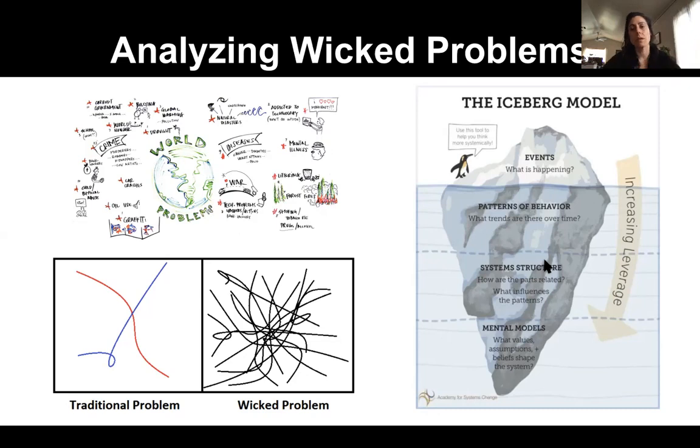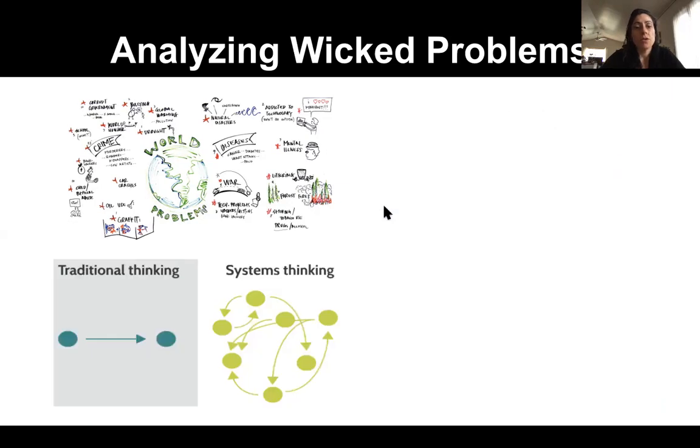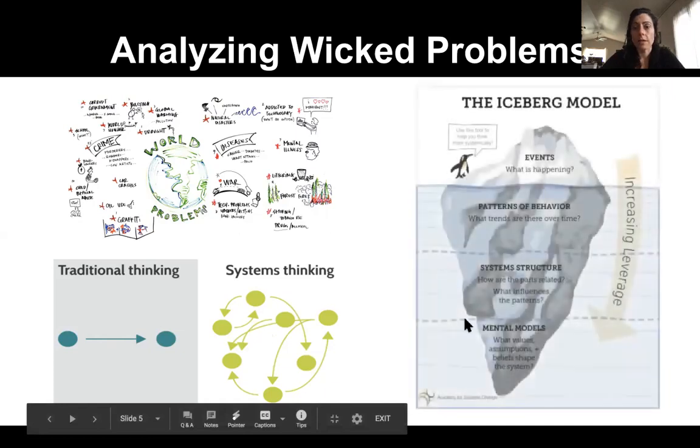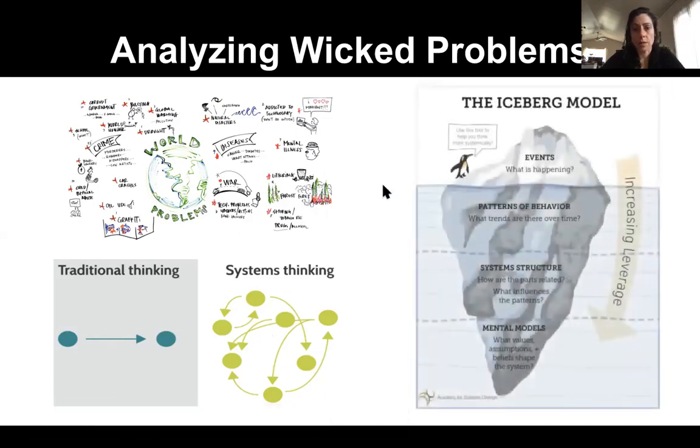what's influencing those relationships. And of course, there's an even further layer of analysis that we recommend, which is to look at the mental models driving the structure of this model. But we'll get to that in a different video. So in analyzing wicked problems, we want to say, great, it's good to have traditional thinking, but what we really want is systems thinking in this situation. And systems thinking is just what we're doing here with this iceberg model.